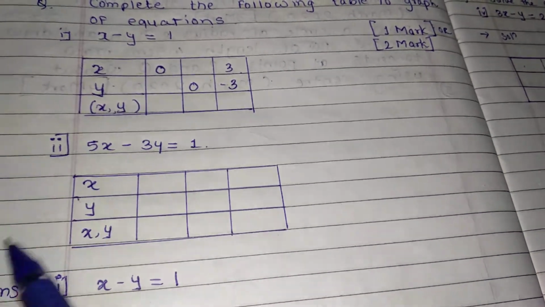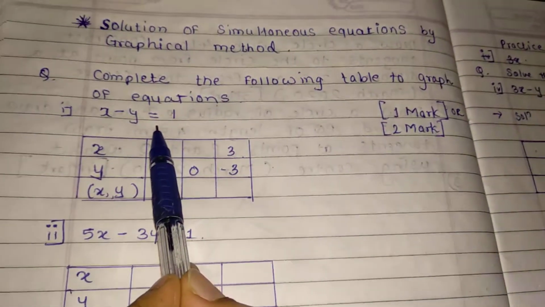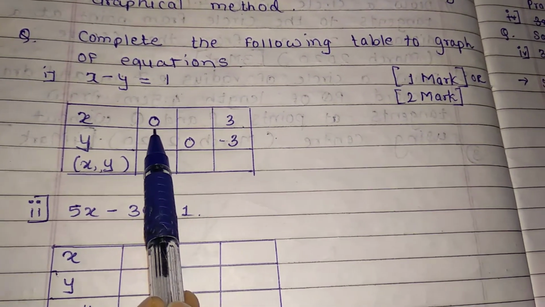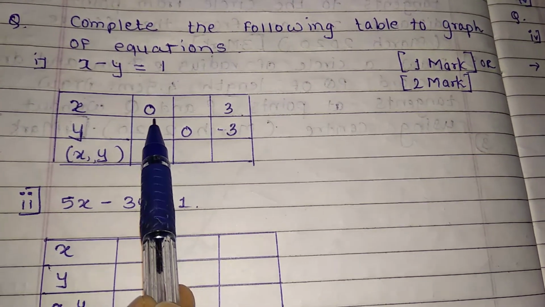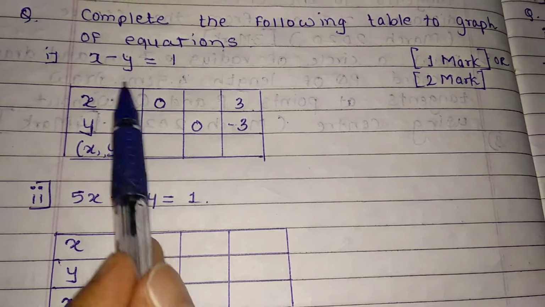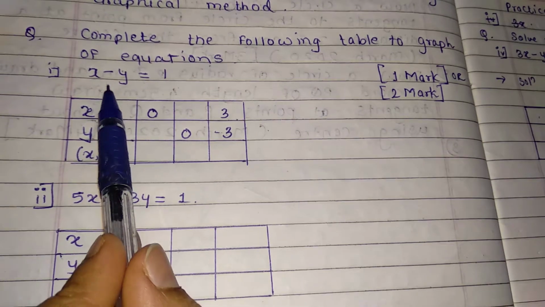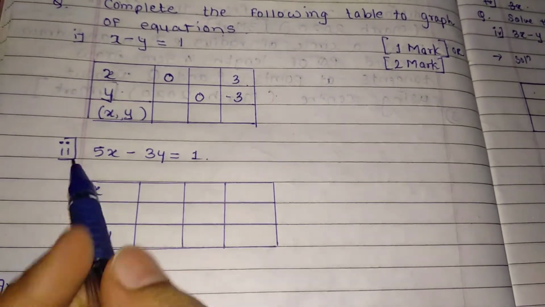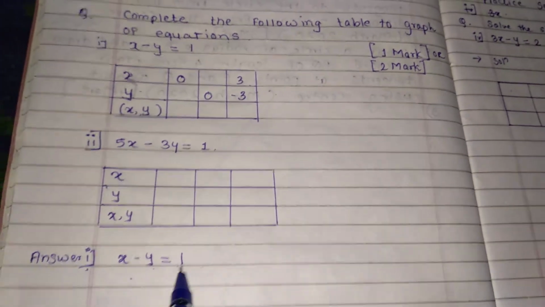Now observe the equation of the line given: x minus y equals 1. If you observe the table, the x value is given as 0. It means that when the x value of this equation is 0, what is the value of y? Whatever equation is given, you have to substitute this value into that equation. So here we begin to solve. I wrote that equation here: x minus y equals 1.